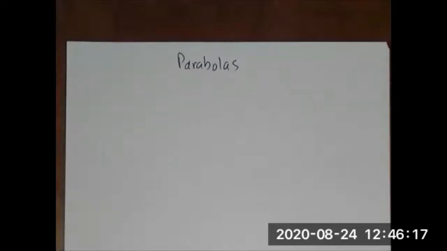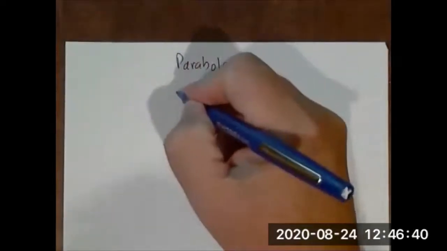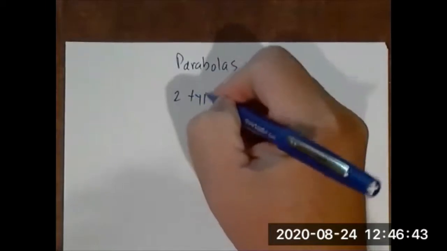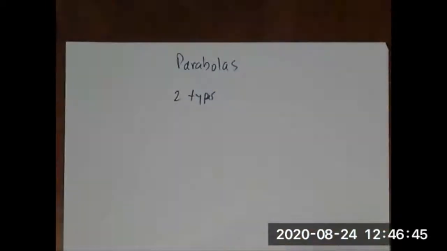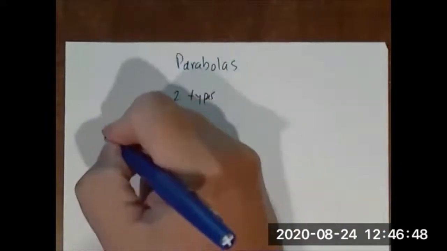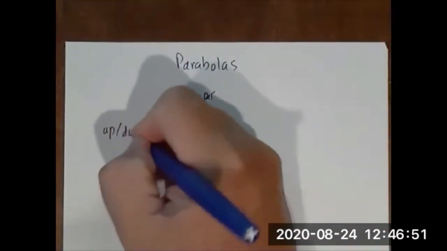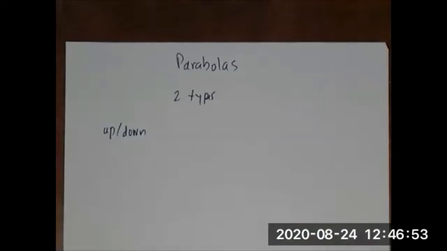Let's talk about parabolas. Let me first introduce what parabolas are, and then we will start looking at the equations of parabolas and graphs and other things. We're going to talk about two types of parabolas. I like to talk about up or down parabolas.